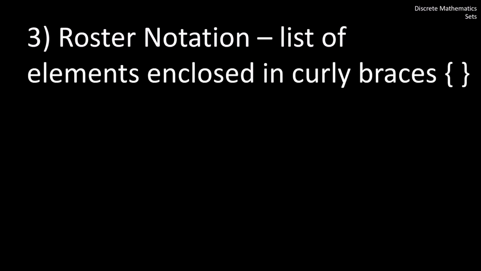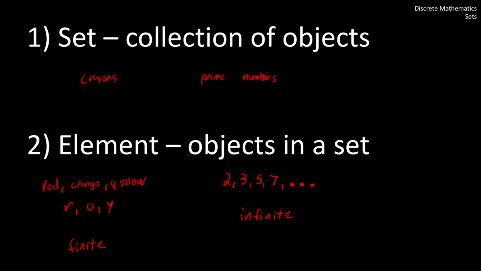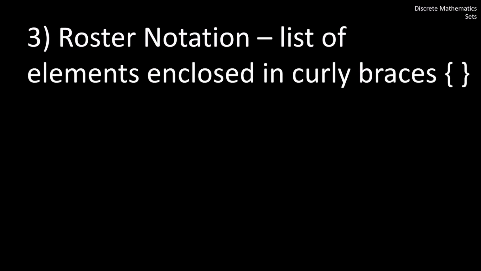This brings us to our next point: how do we represent a set? The form is called roster notation, which is a list of elements enclosed in curly braces. If we go back to our crayons example, we have red, orange, and yellow crayons. So all we have to do is write crayons is equal to, in curly braces, red, orange, and yellow. The order is unimportant, so we can also represent this set as orange, red, and yellow.